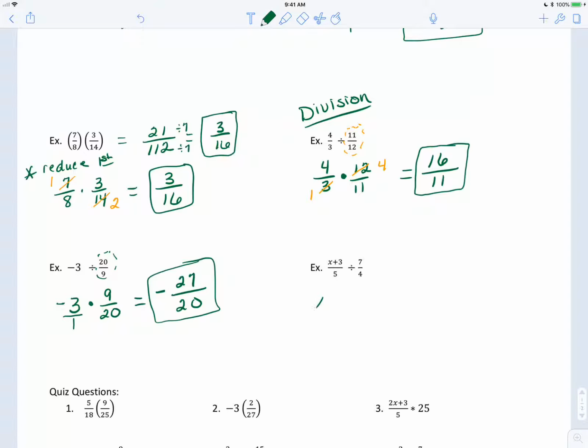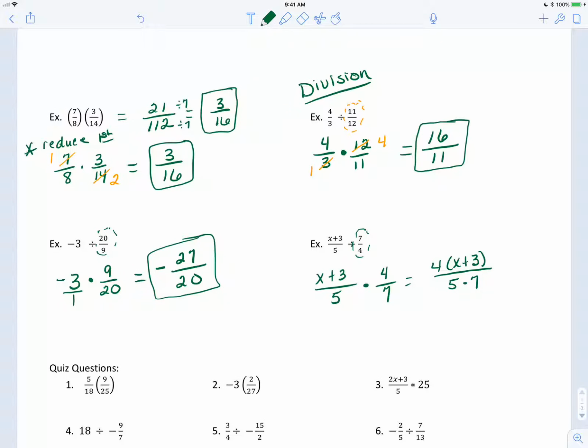All right, well, what about this one when we have a little binomial over here? Well, we're still just going to do the same thing. We're flipping the second fraction, and now we're going to multiply. But now we're saying 4 times that entire x plus 3, and then 5 times 7 on the bottom. So you've got to use your distributive property and multiply that out. So 4 times x is 4x, 4 times 3 is 12, and that would all be over 5 times 7, which is 35. That would be your final answer, because that's all we could do to that one.